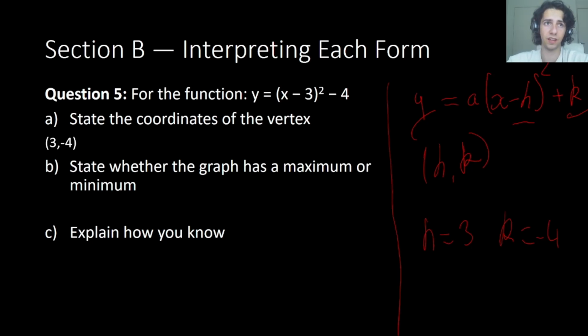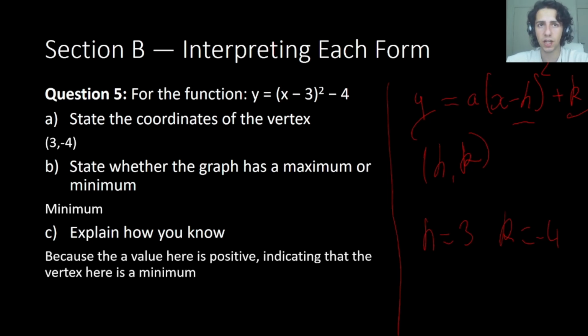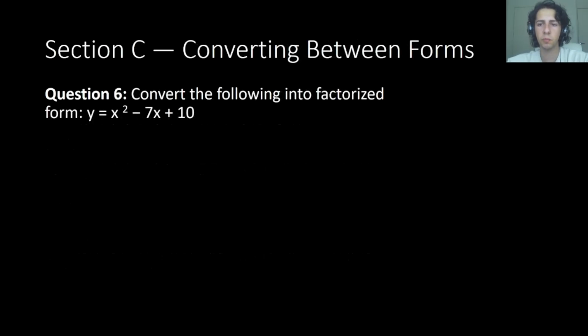This graph will have a minimum point. So we explain how we know, because the a value, or the a coefficient here, remember, is positive. In this case, a is 1. This means that the vertex here is a minimum, because remember, when we have a positive a coefficient, we're going to have a happy parabola. And because we have a happy parabola, we have a minimum vertex down here. Now, let's move on. Section C, converting between forms.